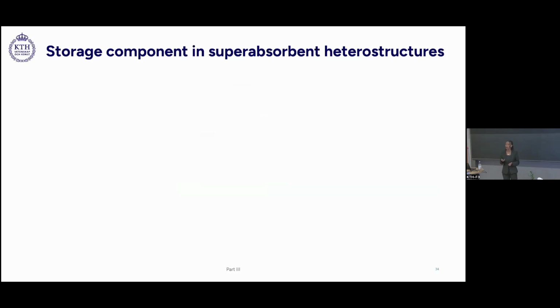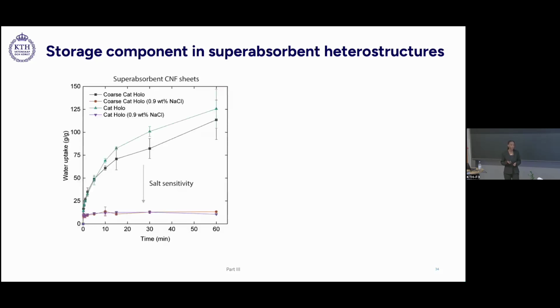We then looked at the water uptake of the CNF sheets, both in regular water and in a physiological saline solution. And here we found that the completely fibrillated networks reached slightly higher water uptakes, and this could be related to the somewhat higher nano yield and surface charge in these sheets. However, with increasing ionic strength, we had a notable reduction in the water uptake ability for both sheets.